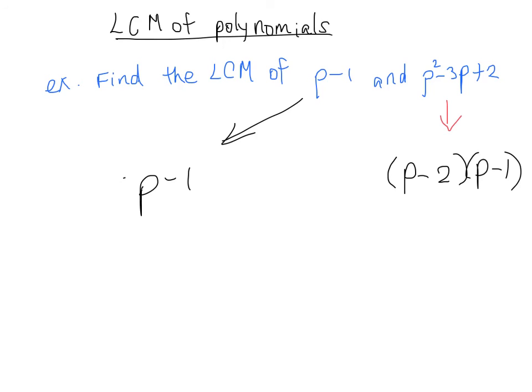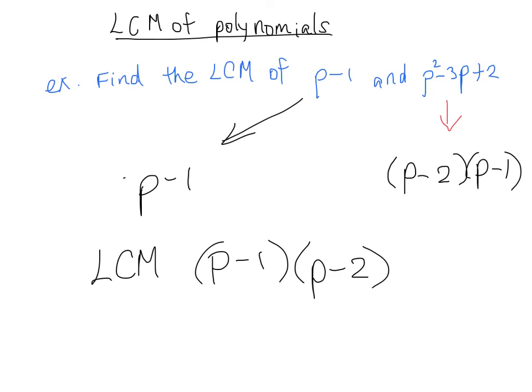So once it's in factored form, what you want to make sure is that you include each factor that occurs. So p minus 1 occurs here and here, but the maximum it occurs in each one is just once, so we only need it once. So p minus 1 and p minus 2 also occurs, so we need that, so p minus 2. And we don't have to FOIL it. All we have to do is just make sure that each factor occurs and we're good. So this is our LCM. And that's it.